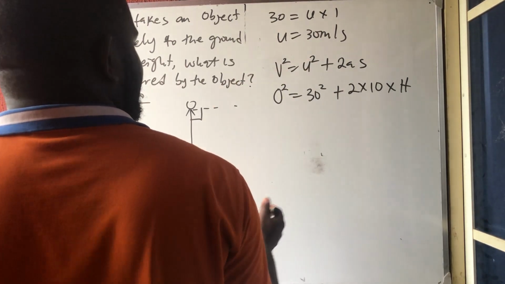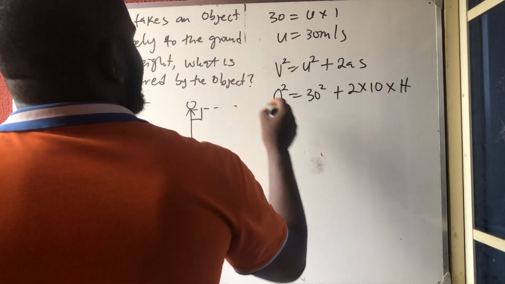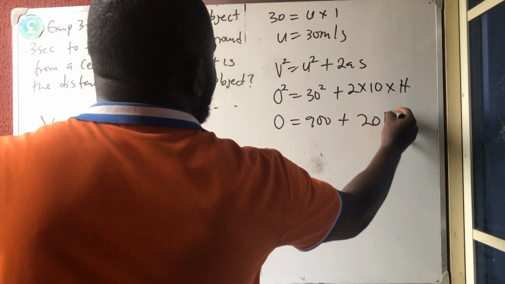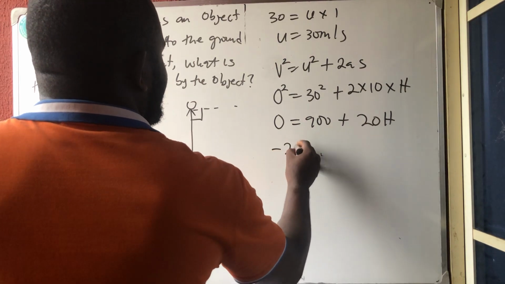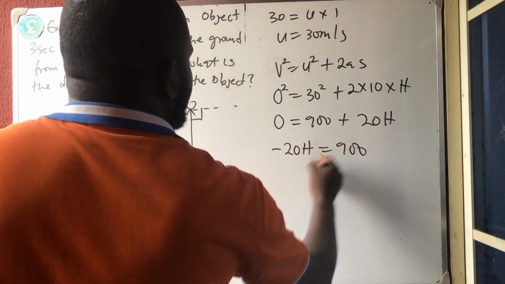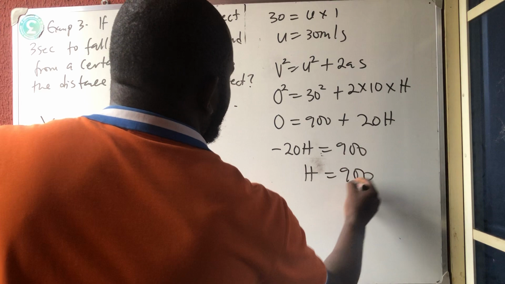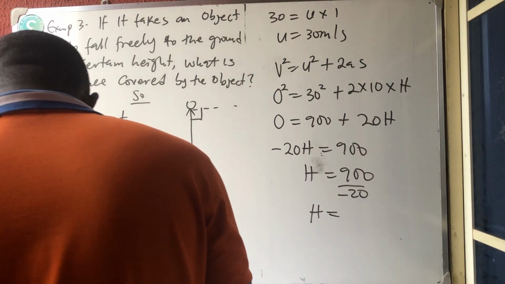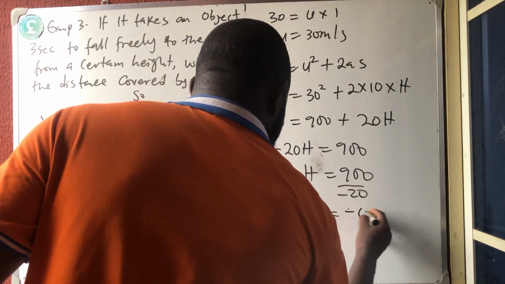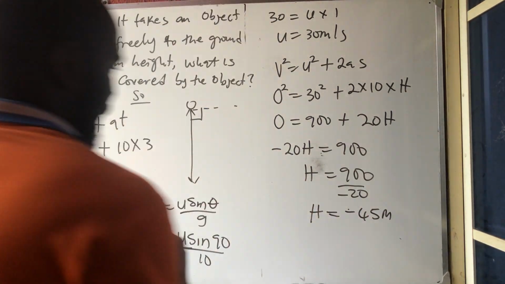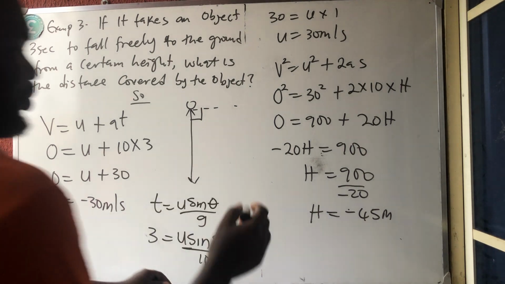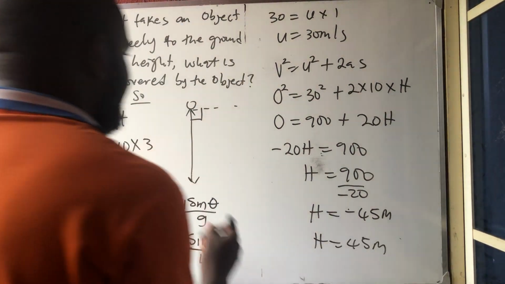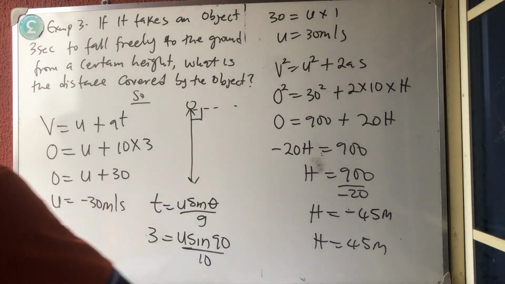So what do I have now? I'm still having minus again. 0 is equal to 900 plus 20h. So minus 20h is equal to 900. So h is equal to 900 divided by minus 20, so h is equal to minus 45 meters. And height cannot be negative, so I'm using 45 meters. Okay, but that is using this formula.